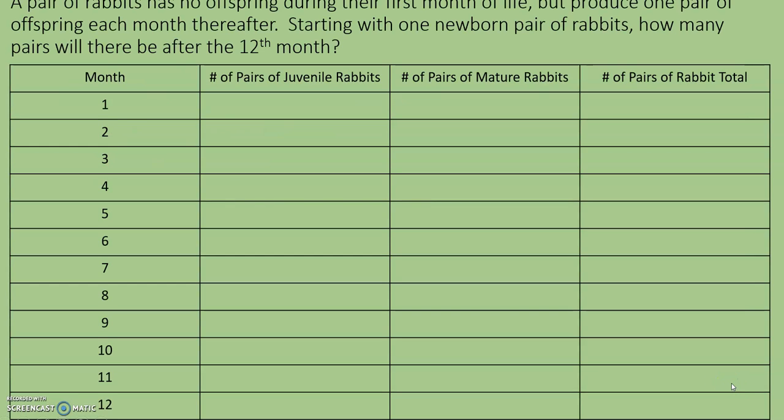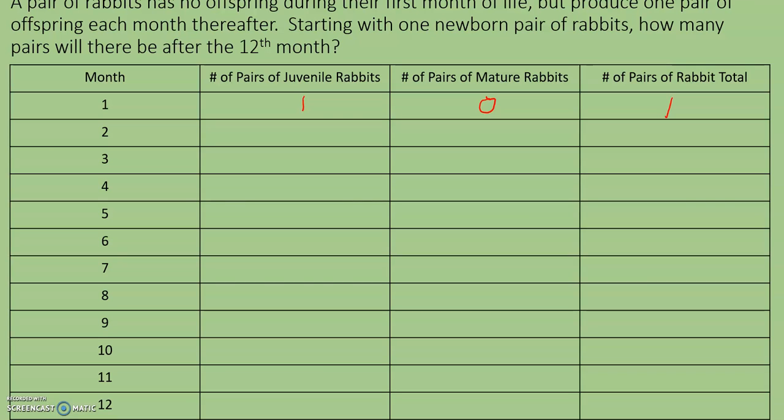There's a rabbit problem that is a famous Fibonacci sequence problem. A pair of rabbits have no offspring during their first month of life, but produce one pair of offspring after each month thereafter. Starting with one newborn pair of rabbits, how many pairs will there be after the 12th month? So the first month, there is one pair of juvenile rabbits, 0 pairs of mature rabbits, and 1 pair of rabbits total.